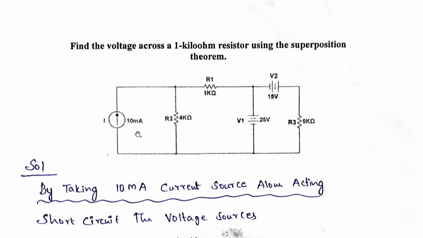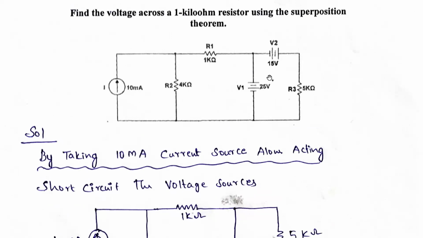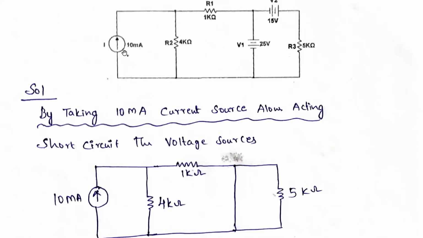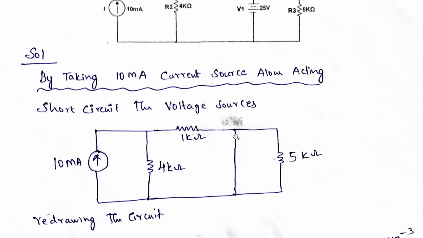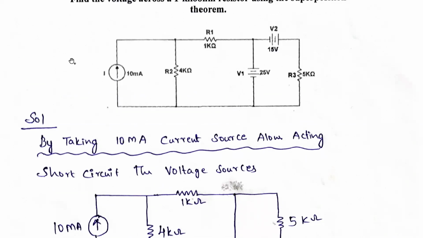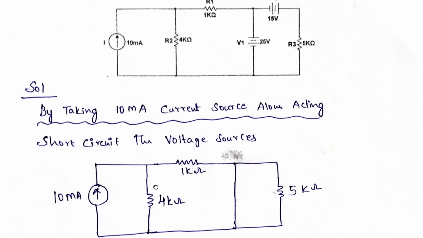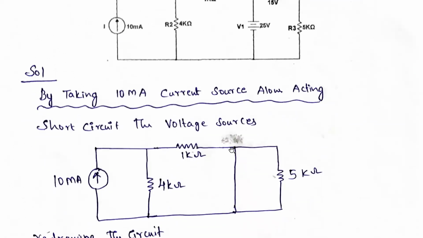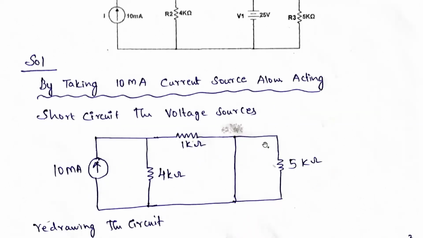First, we take one source acting alone, while the other two sources are not acting. By taking the 10 milliamperes current source acting alone, the other two voltage sources we short circuit. Redrawing the circuit, here 10 milliamperes is there, here 4 kilo ohms is there, here 1 kilo ohm is there. This voltage source is short circuit and this voltage source is short circuit. Here one more 5 kilo ohms is there.